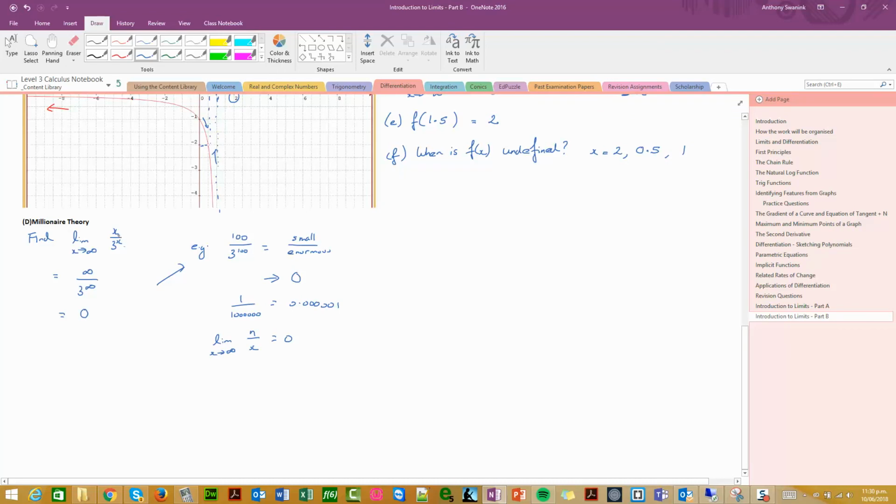So the millionaire theory basically means substitute a really large number into top and bottom, and then look at what's happening to the function. Okay, so that's the millionaire theory one.